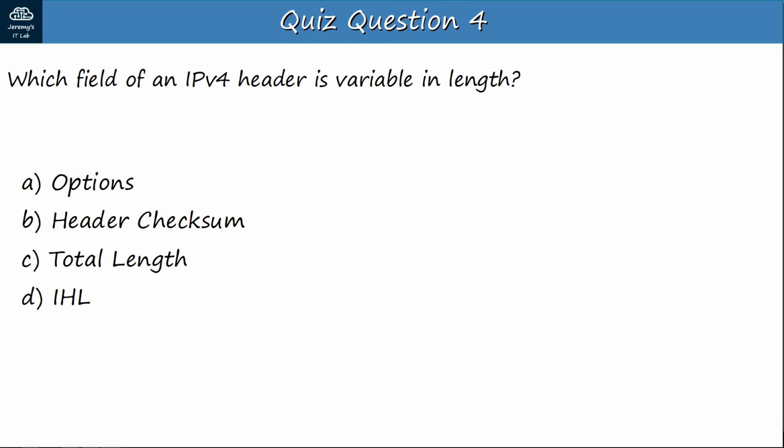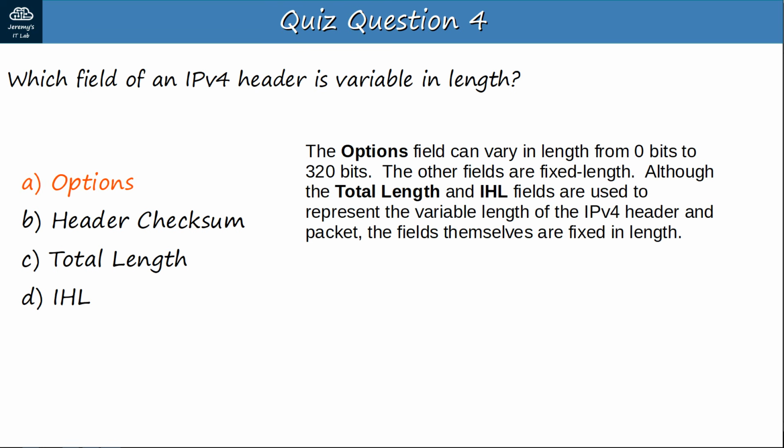The answer is A. Options. The options field can vary in length from 0 bits to 320 bits. The other fields are fixed length. Although the total length and IHL fields are used to represent the variable length of the IPv4 header and packet, the fields themselves are fixed in length. Let's go to question 5.